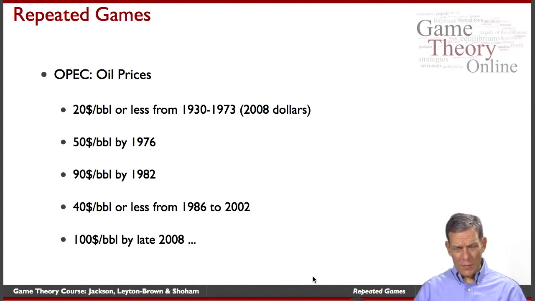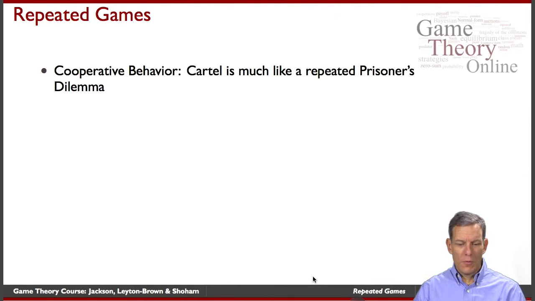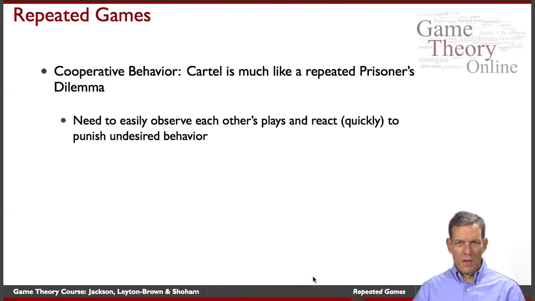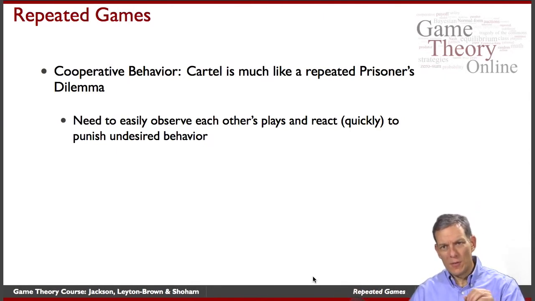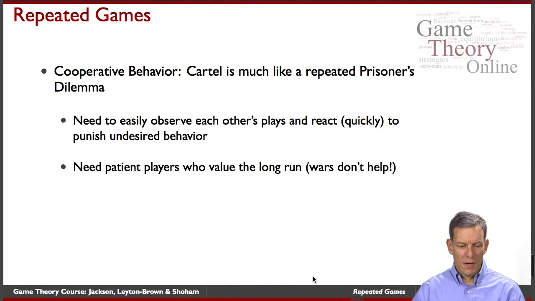So to begin to understand this, understanding the repeated interaction and the motivations of the players can help us quite a bit. A cartel is much like a repeated prisoner's dilemma. To make sure that other people behave, you need to be able to observe other people's play, react quickly, and punish undesired behavior. If you form a cartel and say, everybody, here are our quotas, don't pump more than this, you need to be able to respond to somebody who breaks the agreement and pumps too much. So you need to be able to observe what's going on.